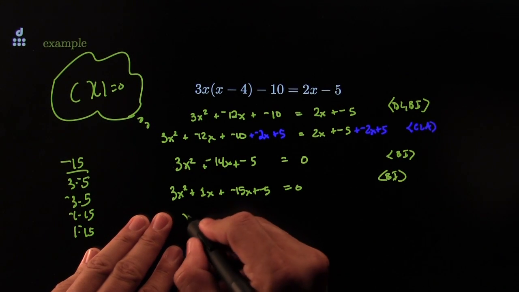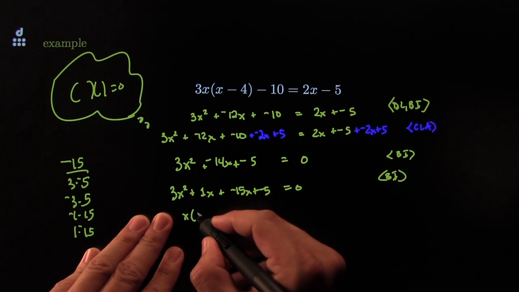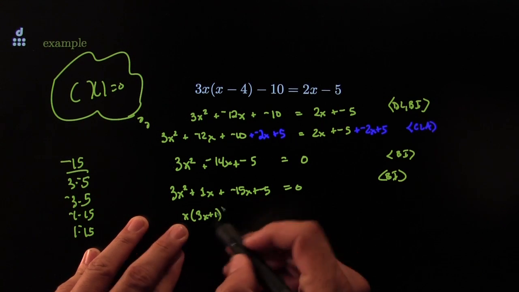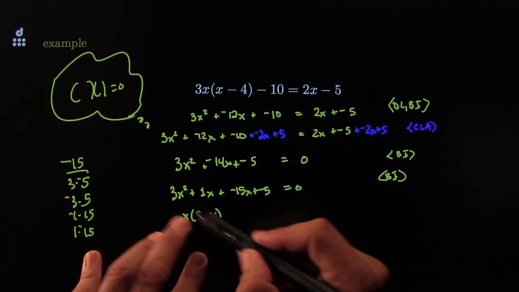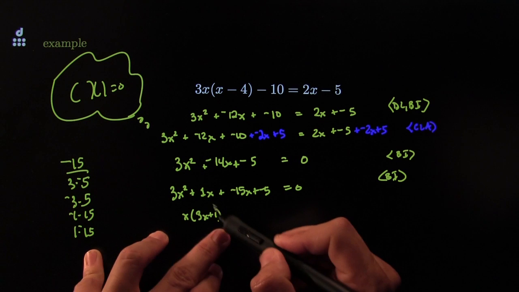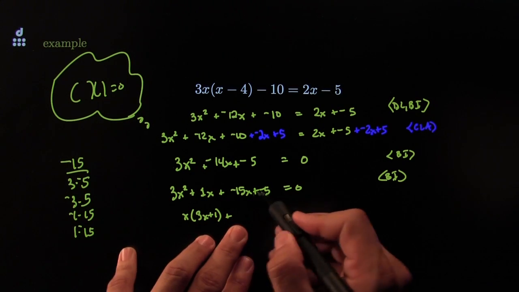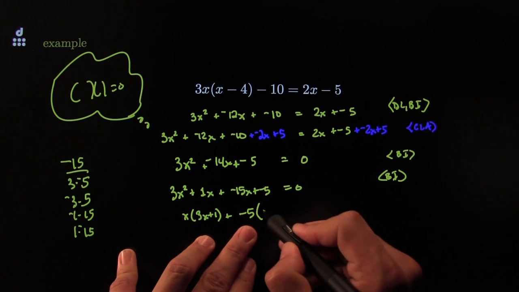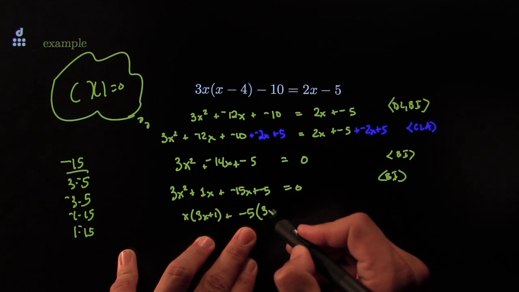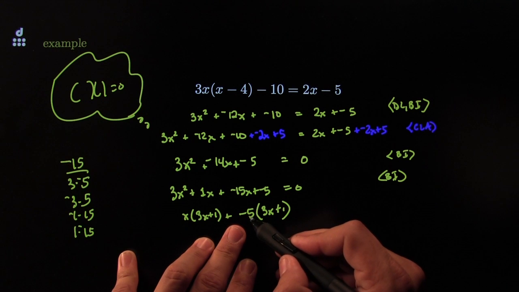I do by grouping. 3 times x times 3x plus 1. I check to see that I did it carefully. 3 times 3x gives you 3x squared. 3 times 1 gives you 1x. So that step looks good. I check this. I think I can factor out a negative 5. That would give me 3 times x plus 1. I checked that I did it carefully by multiplying it.